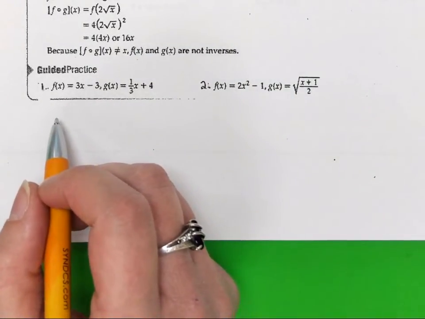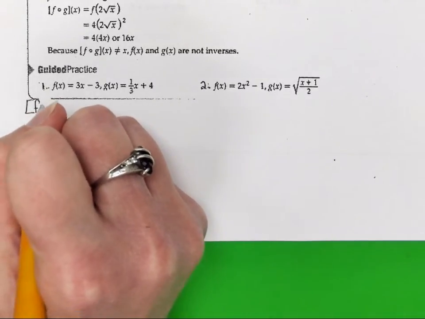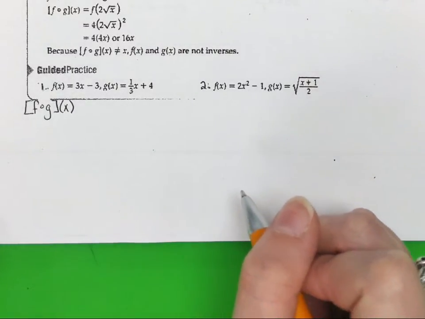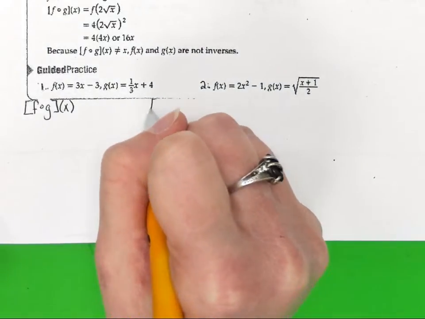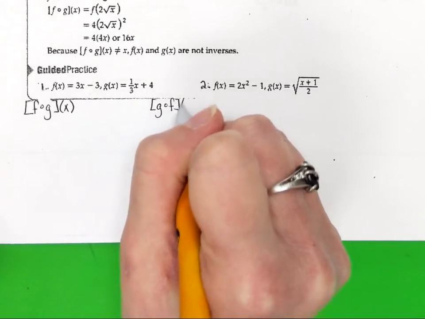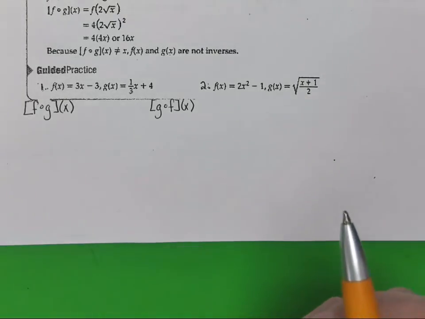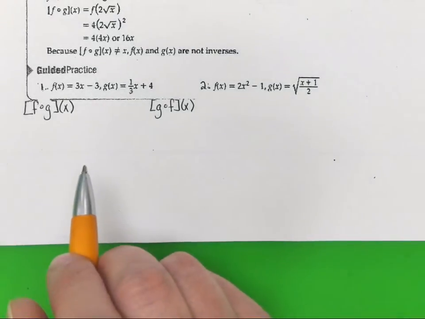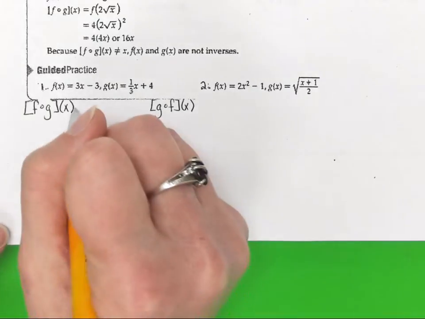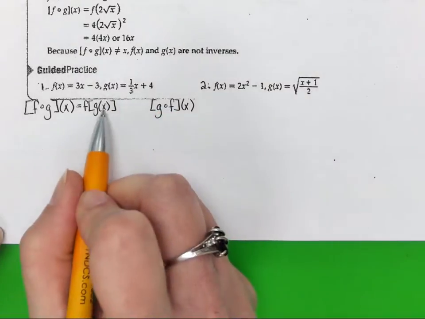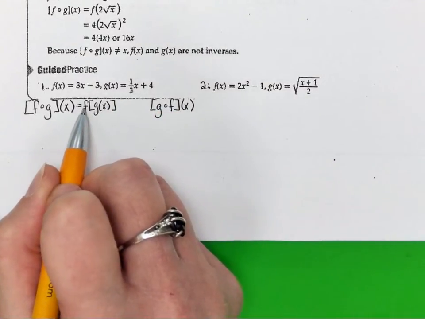First thing you have to do is look at F composition of G, and compare that to G composition of F, or G of F of X, or F of G of X, whatever way you want to say it. Compositions, it's just easier for me to say than G of F of X. So what does this mean? This means that we're going to take G of X and plug it into F of X, right?